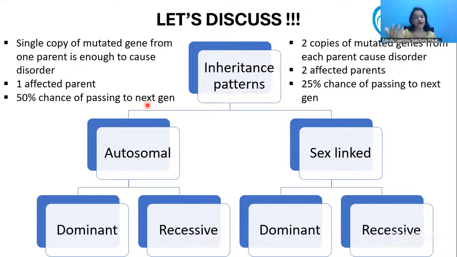Okay, but if some kind of change is happening in the sex chromosome, then that can be inherited into the next generation in the form of this sex-linked inheritance pattern. Okay, so again, this autosomal inheritance pattern and sex-linked inheritance pattern is divided into two. We have the dominant pattern and the recessive pattern. And for the sex-linked or the X-linked pattern also, there is a dominant pattern and a recessive pattern.